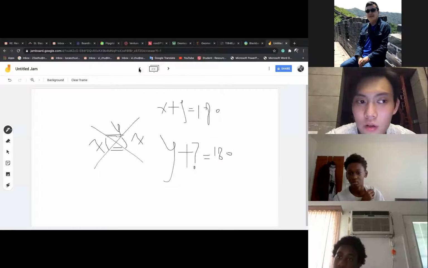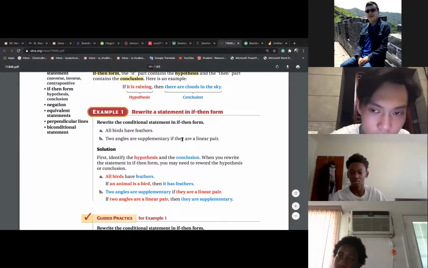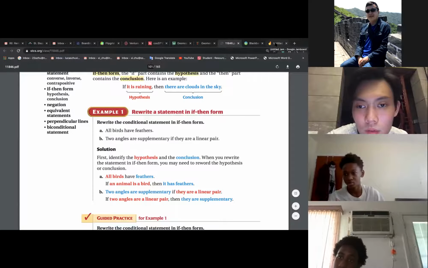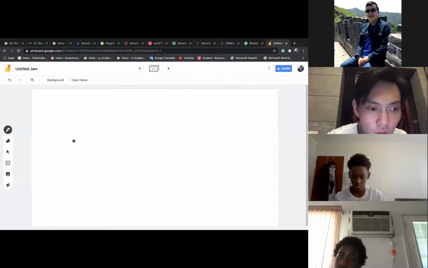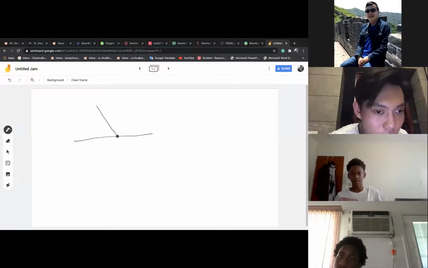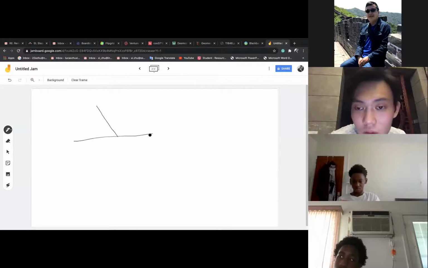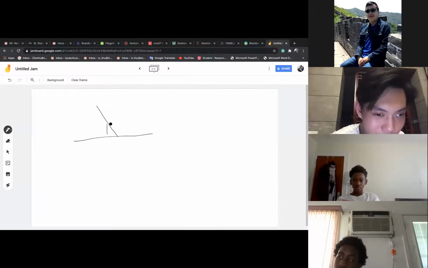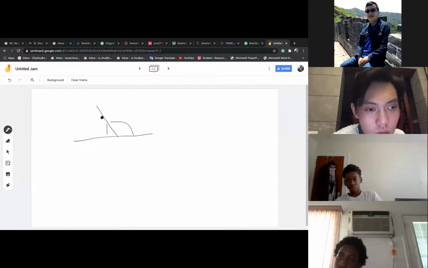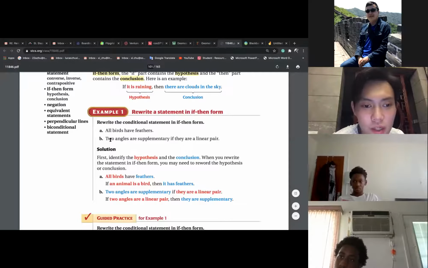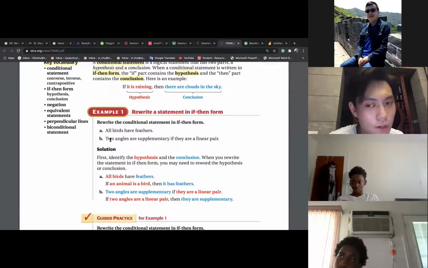What is a linear pair? Do you still remember what a linear pair is? Look, if two angles share a common side on a straight line, that's a linear pair, right? So here's a straight line, and you form two angles over here, and they share the same side. Then you know it is a linear pair. So here you have to say that if two angles are a linear pair, then they are supplementary. You have to say it the opposite way.